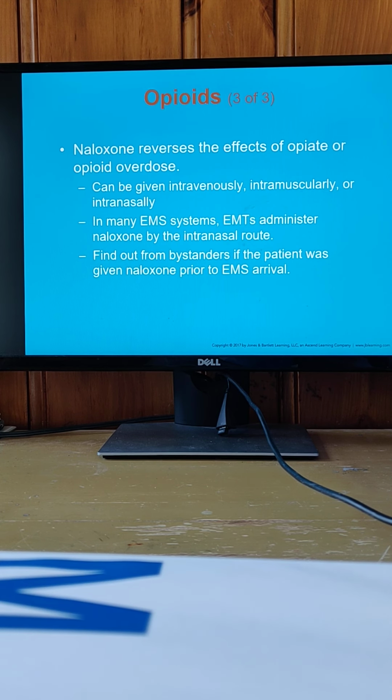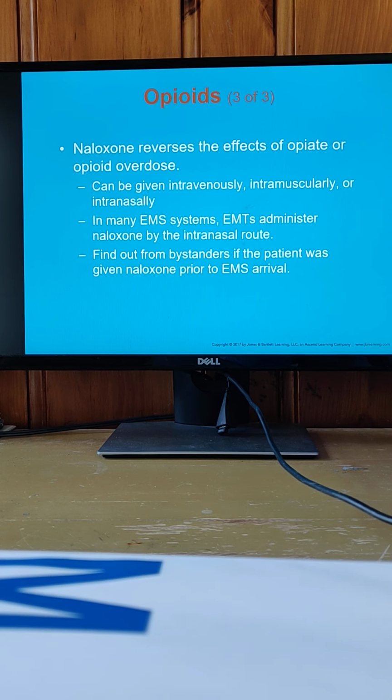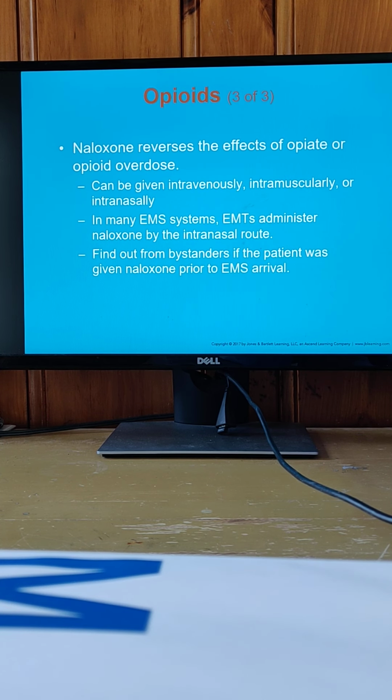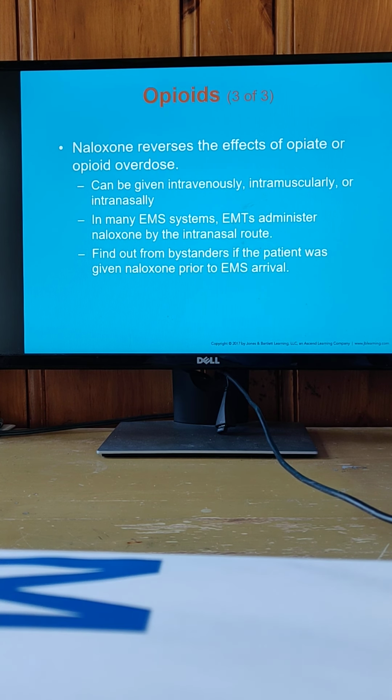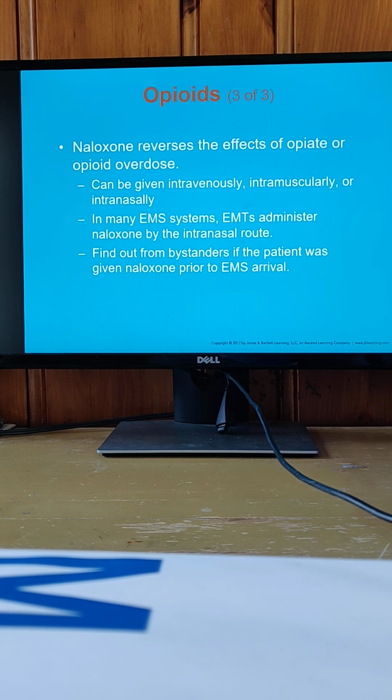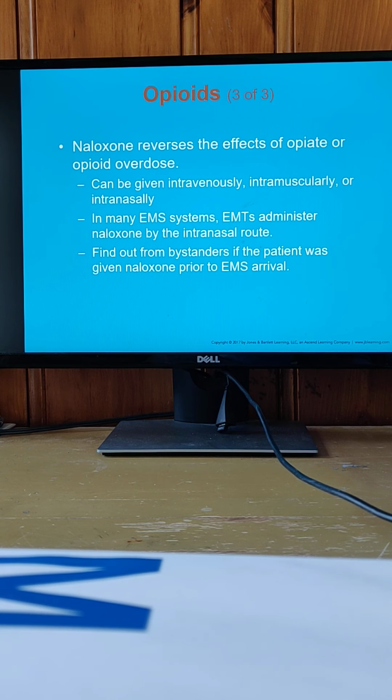For pediatric patients who are under 20 kilograms, you're going to give 0.1 milligrams, repeat every 3 to 5 minutes, for a maximum of 2 milligrams. Patients over 20 kilograms will be treated the same as adults. As for onset, once you give the medication, it happens almost instantaneously, definitely within 2 minutes, and it's going to last in the system about 30 to 60 minutes, about a half an hour to an hour.